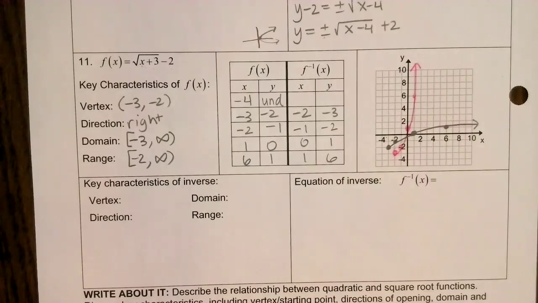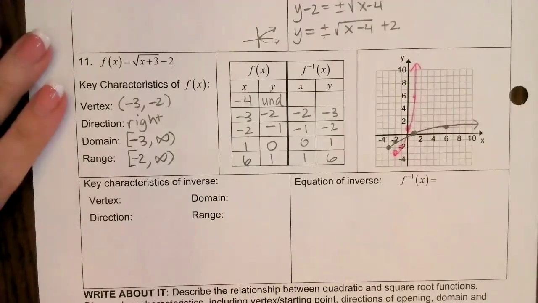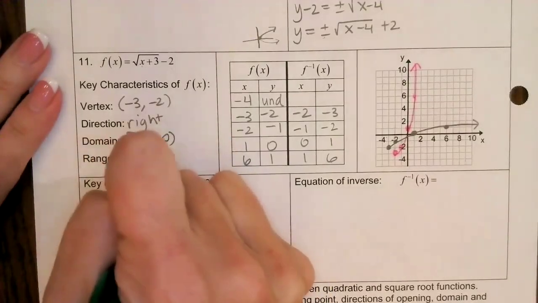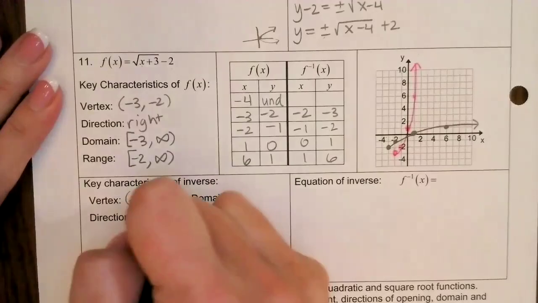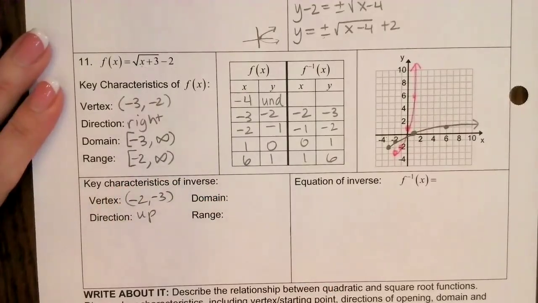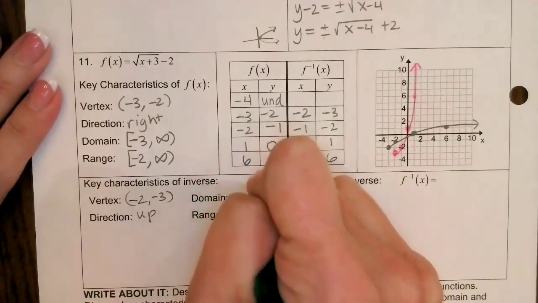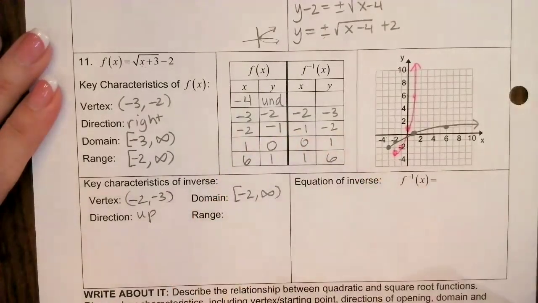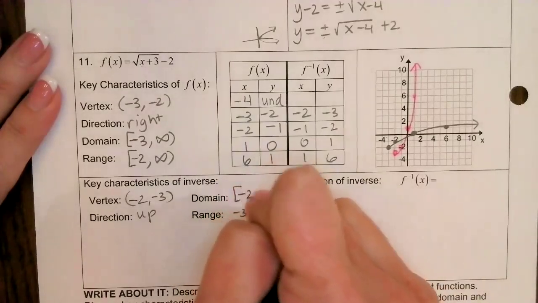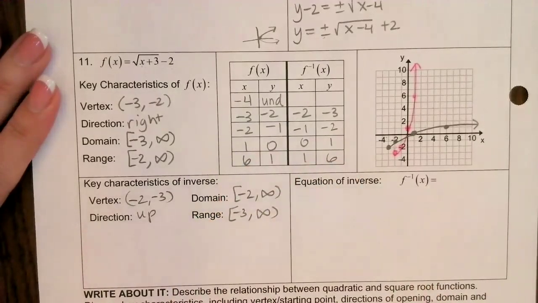As you can see, it is a reflection across that y equals x line. Our vertex is over here at -2, -3. For the direction, this is going up. For my domain, it is going from -2 to infinity. We'll go back to that. And then our range is going from -3 to infinity. And again, we'll go back to that.